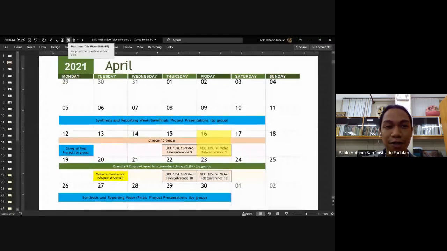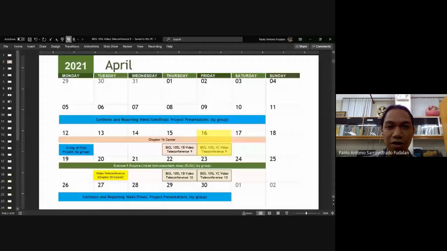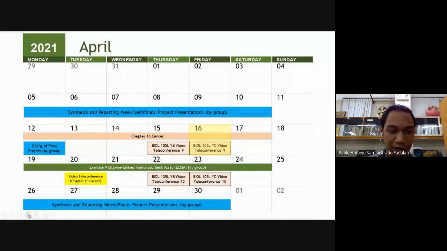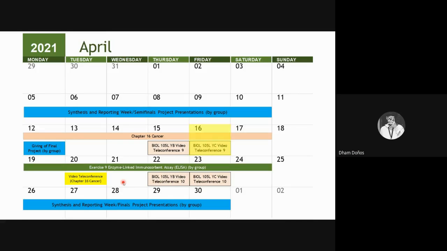So after next week's discussion on the extra topic on cancer, we're actually going to be done already with all of the laboratory activities. In fact, this is the last lab activity, and it's a virtual lab activity. So on the last week of April, you're already free to do the final requirement for this course. I will still have to give the final requirement by next week. Are there any concerns with regards to our schedule as shown here? None, sir. Okay.